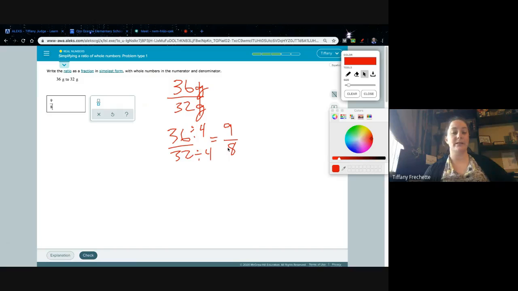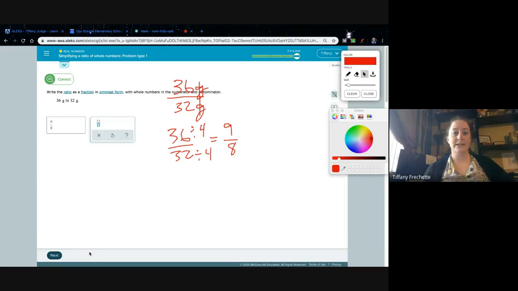And they also don't care that this is an improper fraction. It started as an improper fraction, so it was going to end as one. Alrighty, we're done.